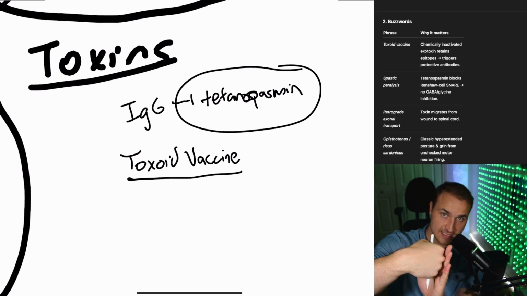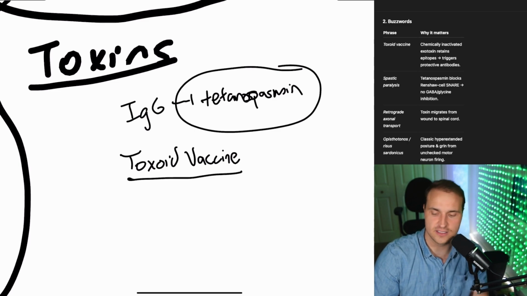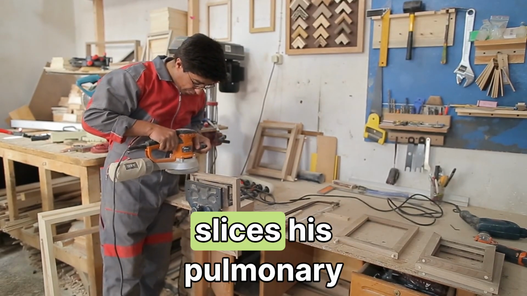And so the antibodies then patrol the bloodstream and they can just handcuff the live toxin before it even hitches a ride to the spinal cord. So let's see if we understand this. Here's a practice question. A 30-year-old carpenter slices his palm on a rusty chisel.